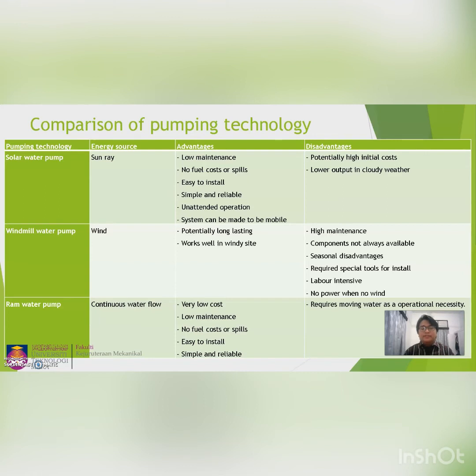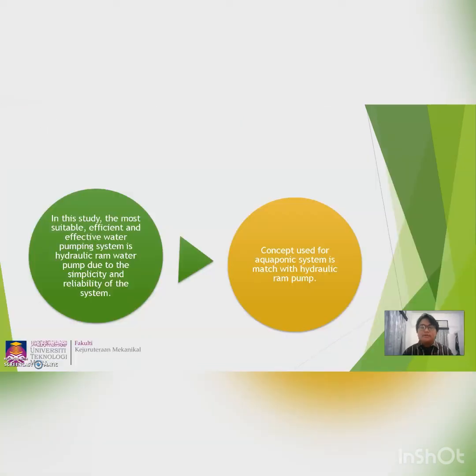The ram water pump uses continuous water flow as the energy source to operate. The advantages are very low cost, low maintenance, no fuel costs or spills, easy to install, and finally, simple and reliable. The disadvantage of this system is that it requires moving water as an operational necessity.